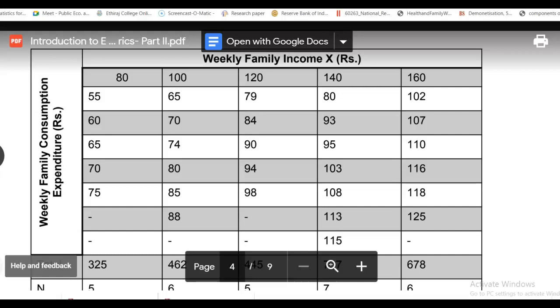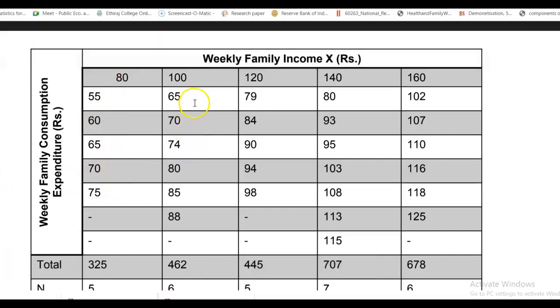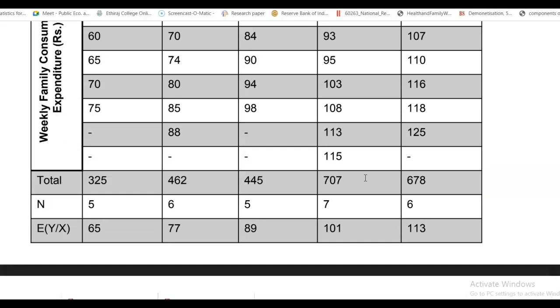A person with an income of 80 rupees can spend anywhere like this, and there are 5 families spending in this particular order. There are 6 families with an income of 100, and this is how they spend, and similarly so on and so forth. Based on that we calculate the average.